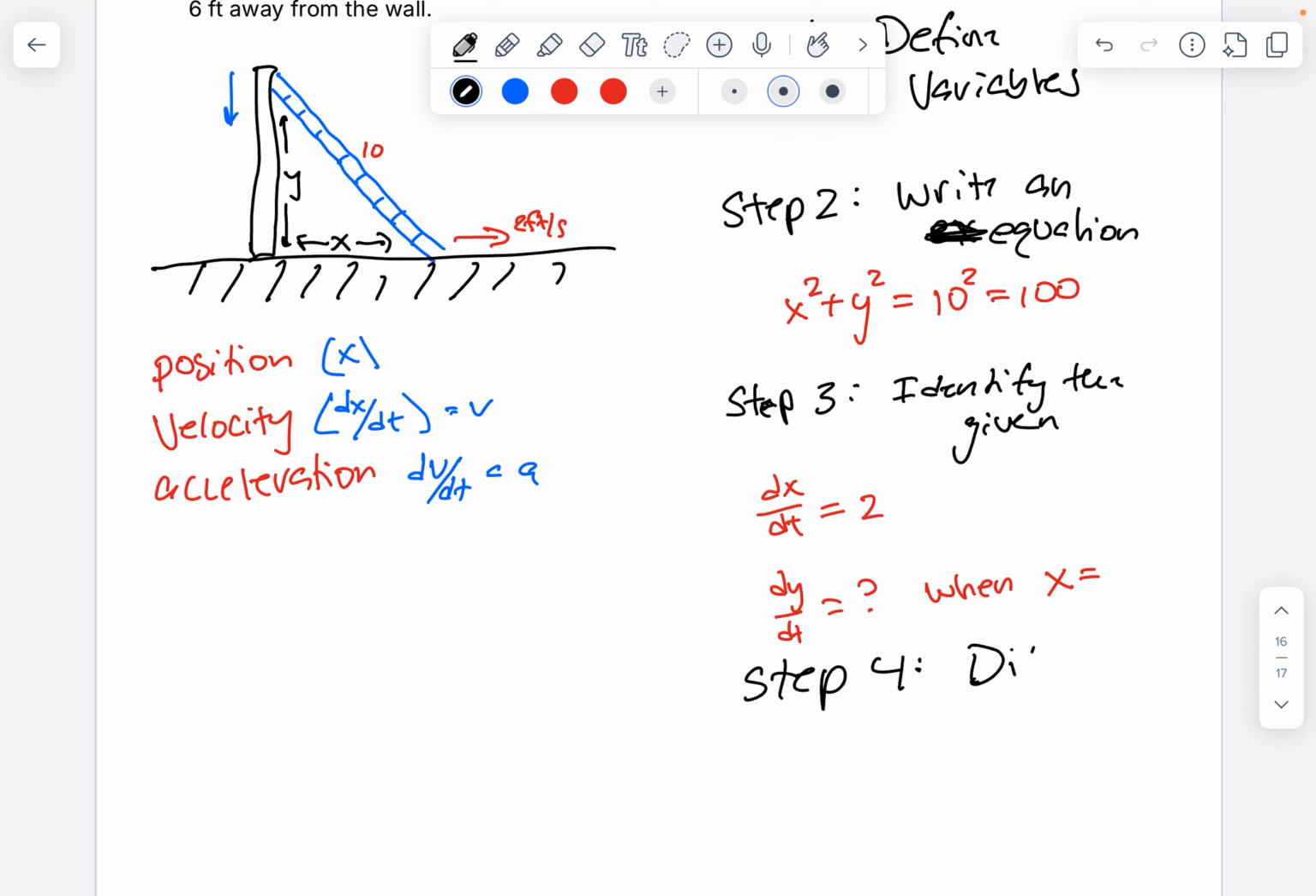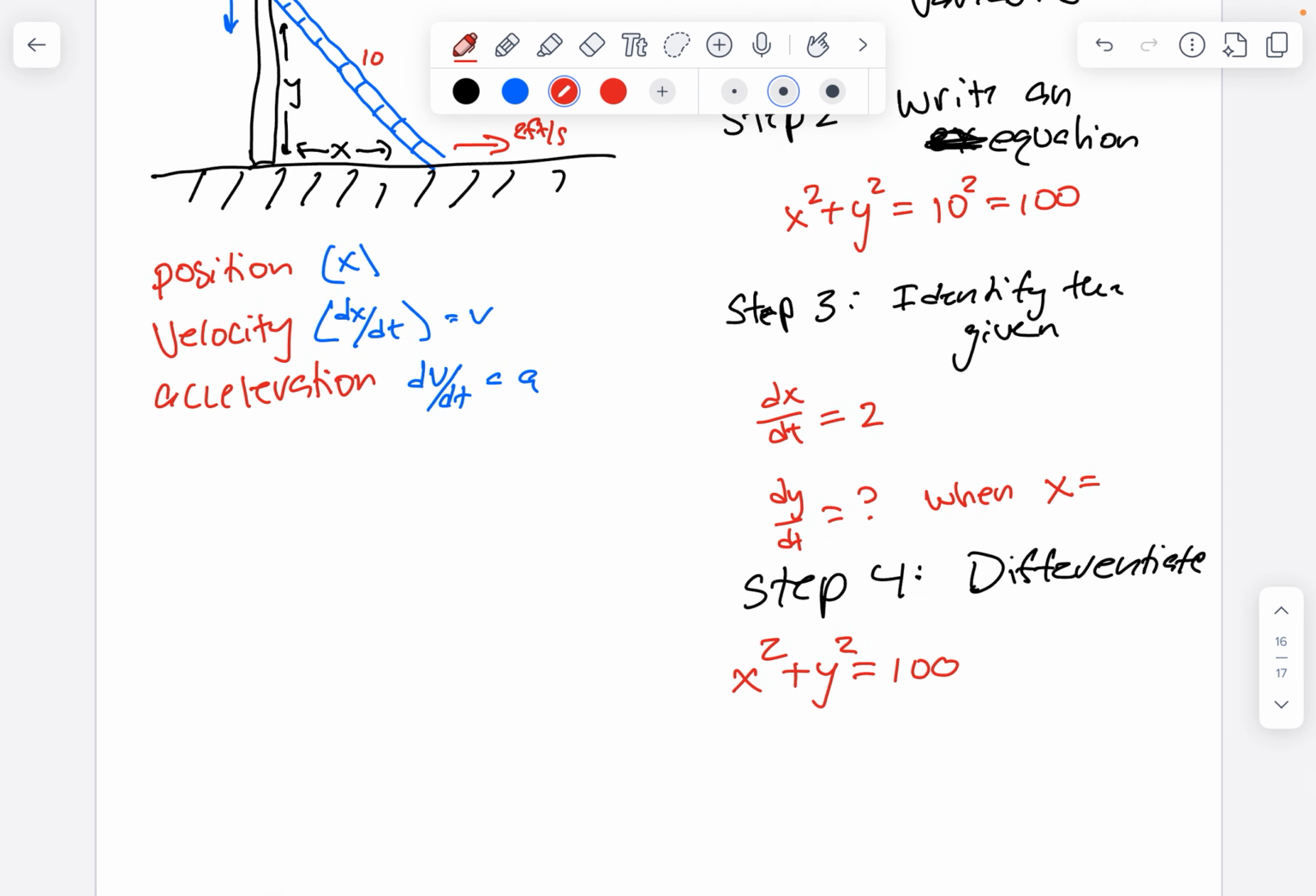And that is to differentiate. So let's go back to our equation right here. We have x squared plus y squared is equal to 100. Let's take the derivative of both sides. So we have 2x times dx/dt plus 2y times dy/dt is equal to 0.